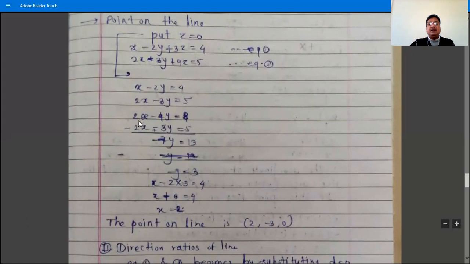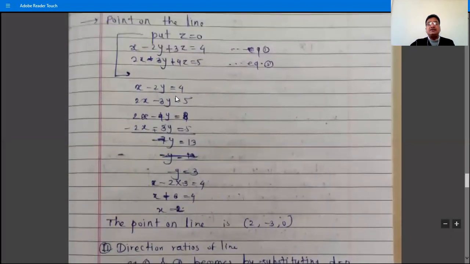So after subtracting, this is a negative term, this is a positive term now, and this is a negative term. So minus 4y plus 3y is minus y, right here minus 1. And it is not 30, it is 8 minus 5, that is 3. Don't write 33 here. And then y is minus 3.